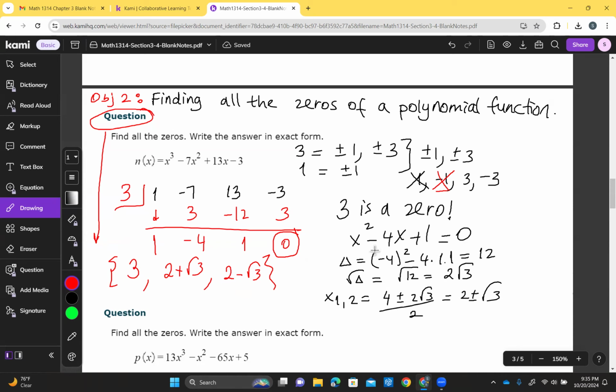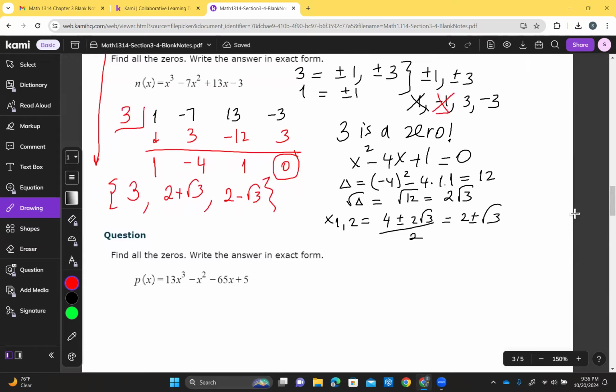And we have to always perform quadratic formula or factoring after we guess one of the zeros by using the synthetic division. We have to use our depressed polynomial and use the quadratic formula or factoring to find the other 2 zeros. And this is how we handle these questions.